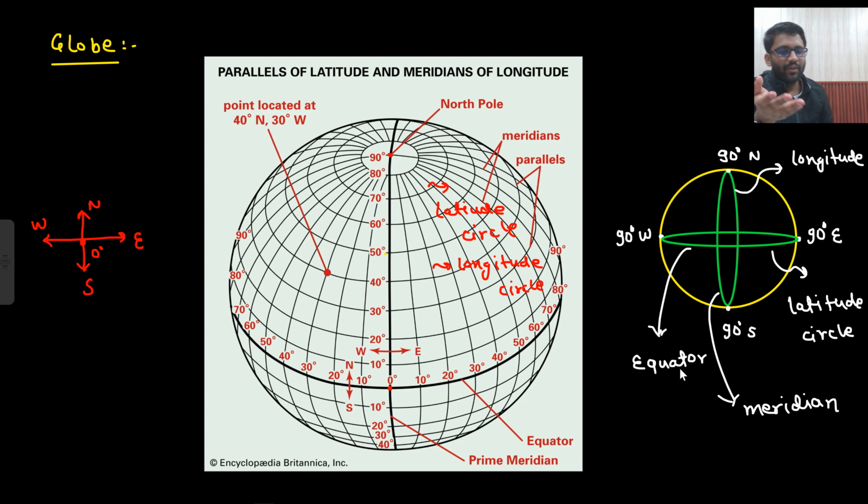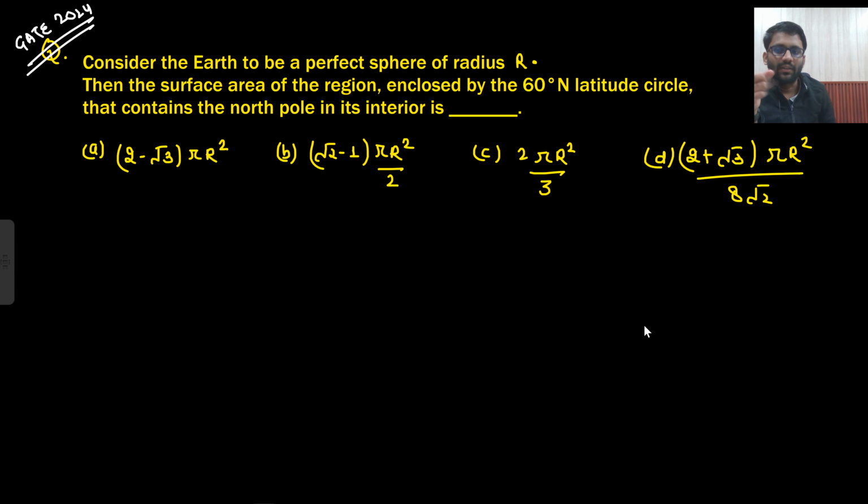If you want to remember, then you can remember equator and meridian. One which cuts vertically, that is meridian. One which cuts horizontally, that is equator. If you want to remember it, you can. But longitude, latitude, and this 90 degree, that you need to know. Is that clear to you? All good? Let's start this question.